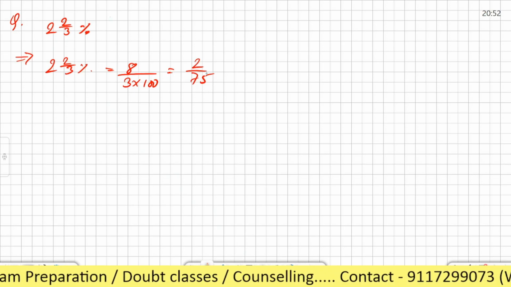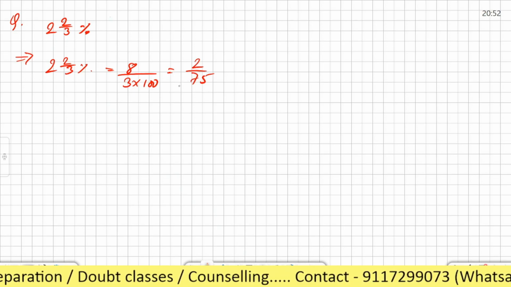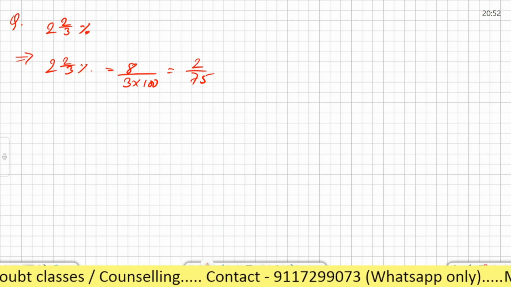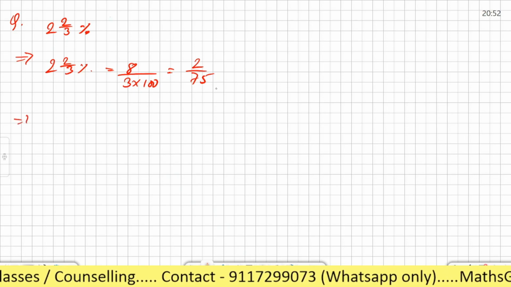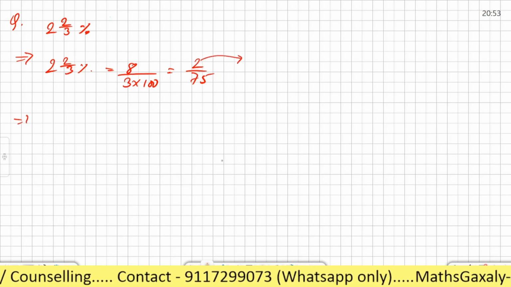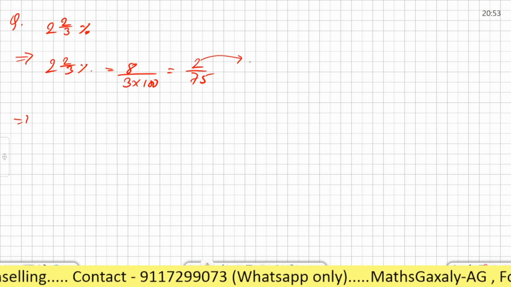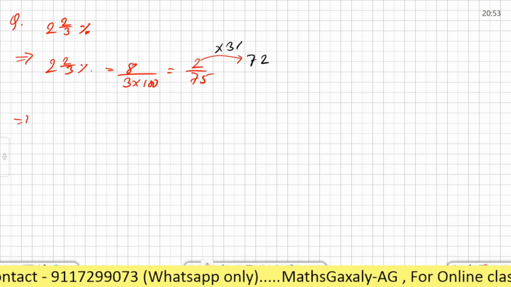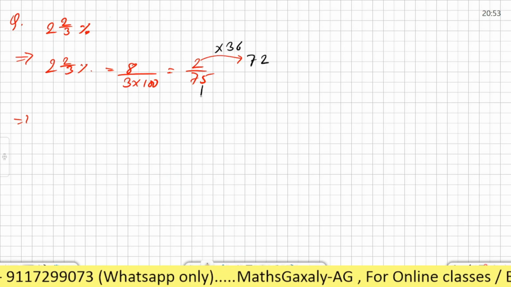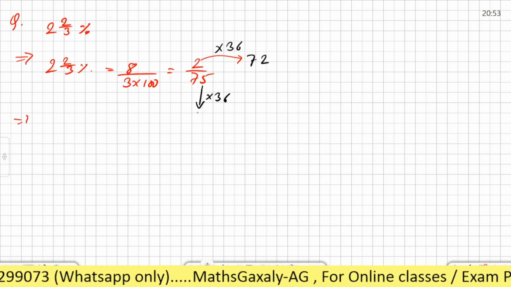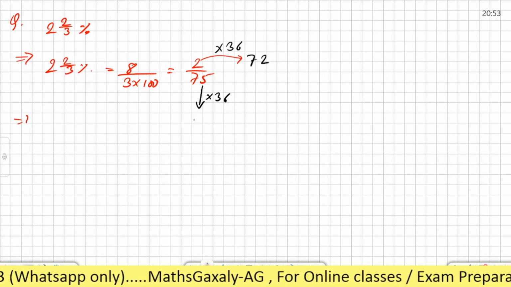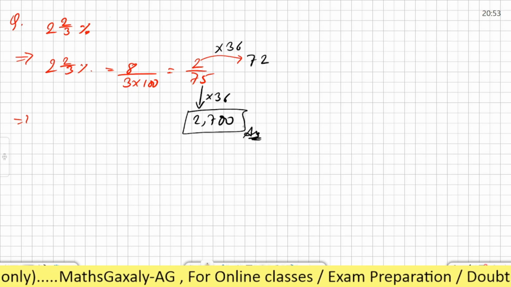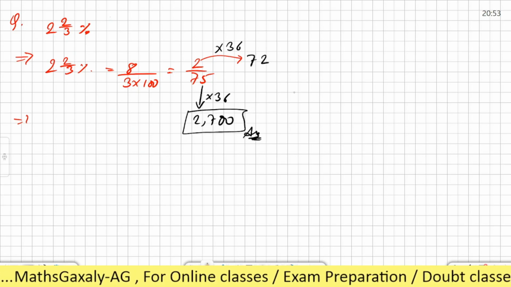Okay. So 75 is the original value. It means we can say that 75 is the initial value, and 2 is the increased value. Here the value of 2 has been given, that is 72, right? As it is 36 times. We have to find the monthly income, which means we have to find the value of 75. So that will be 2700.